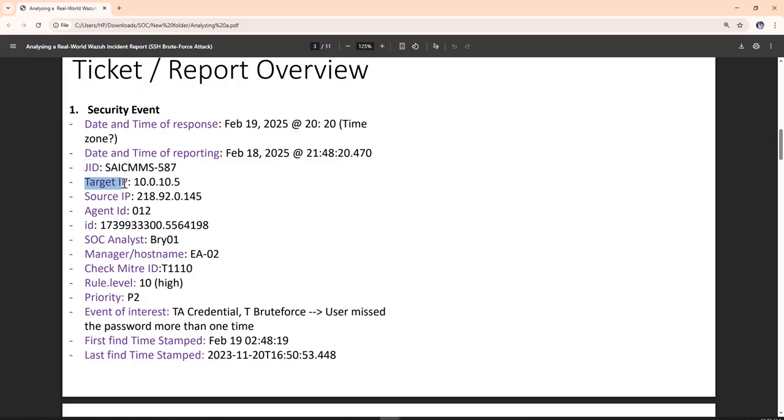So we also have the target IP, the source IP, agent ID. I was saying before that if you want to look for this particular incident on the Wazuh, this is the ID you're going to use to find it. Finding incidents on the Wazuh is very tricky, but there are ways to use parameters and get it.